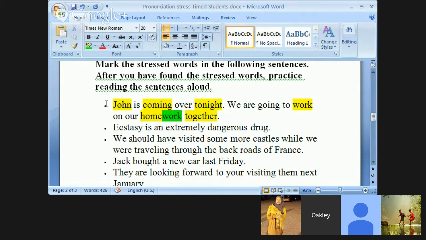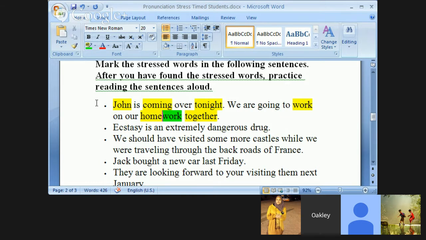Okay, Sawa, go ahead and read this sentence you've analyzed. John is coming over tonight. We are going to work on our homework together. Okay, Sawa, now listen to how I read it. John is coming over tonight. John is coming over tonight. Notice the highs and lows. John is coming over tonight.